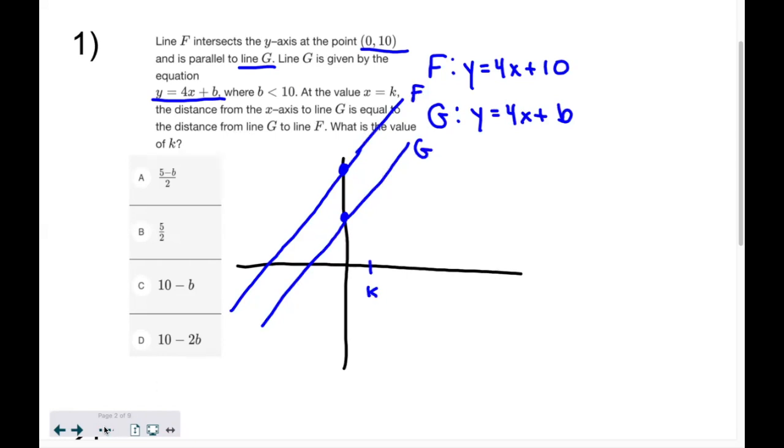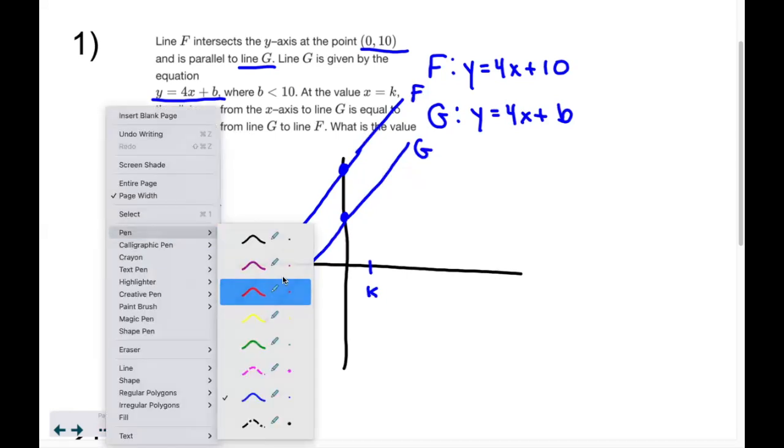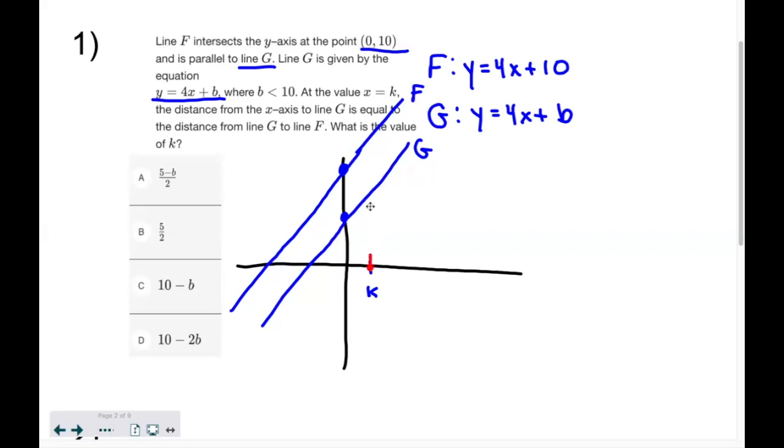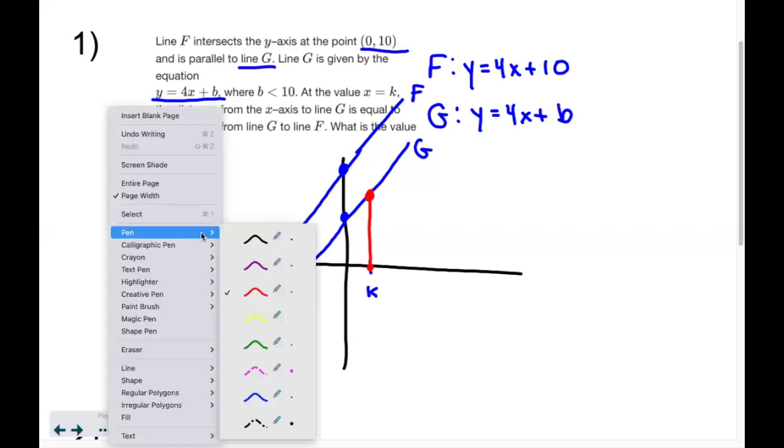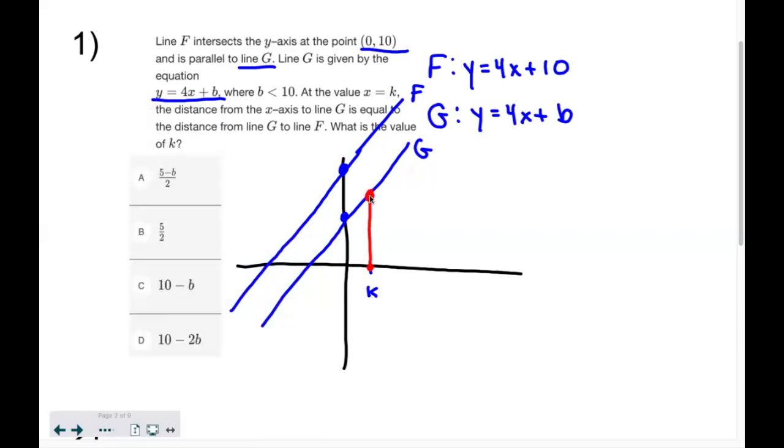It's saying, let me use different colors here, that the distance from the x-axis to line G is equal to the distance from line G to line F. So even though they don't look it because of how I drew it, those two distances are supposed to be the same. The red distance should equal the green distance. And they want to know what's the value of k. And clearly, if we look at most of our answers, there's going to be a b in there. So this is kind of how we're going to do it.